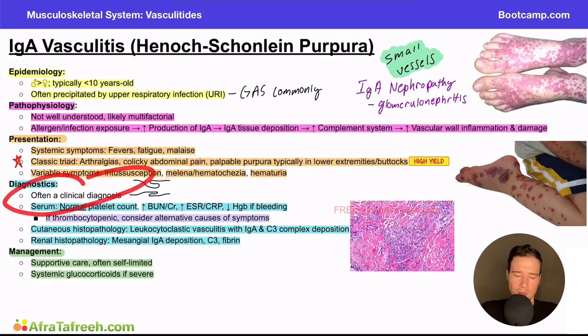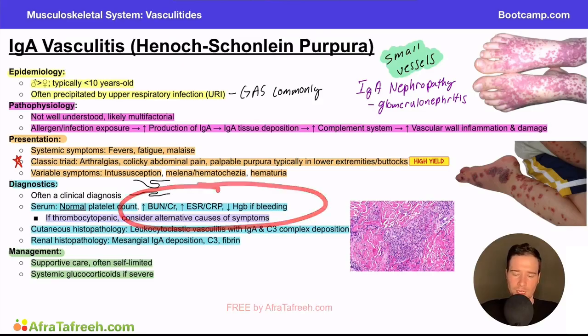Diagnostics here, often a clinical diagnosis, but some of the key labs I'd like you to know is that typically platelets will be normal. If they're thrombocytopenic, you need to be thinking about some other conditions as well. If the immune complexes deposit in the tissues, we can get a variety of findings, which can include elevated BUN and creatinine or decreased hemoglobin if the patient were to have some bleeding going on.